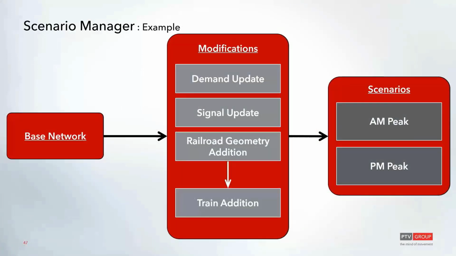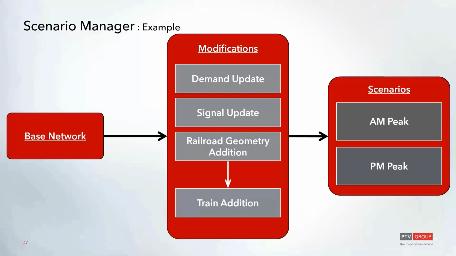All right, so before we go over to the example file, just wanted to give you a quick overview of the layout of this file. So we have here our base network, the same one that we've been using for the last couple of months. And then we're going to look at creating a few different modifications. So we've got one for a demand update, which will include an AM modification and a PM modification. And then a couple of signal updates, again, one for AM and one for PM.